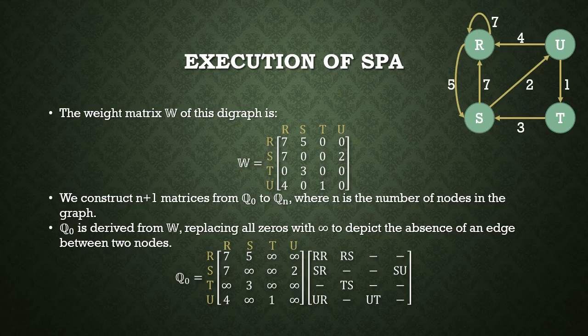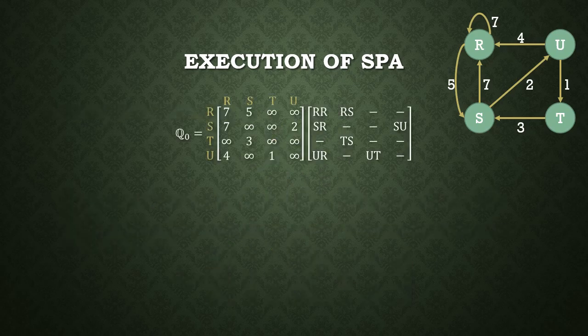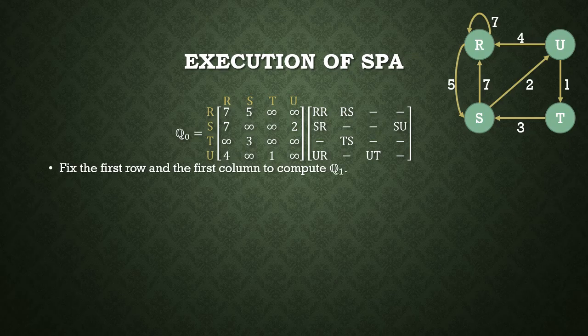So 7 is RR and 5 is RS in the first row. In the second row, 7 is SR and 2 is SU. In the third row, 3 is TS. In the fourth row, 4 is UR and 1 is UT. Now let us place Q0 in front of us. Fix the first row and the first column to compute Q1.